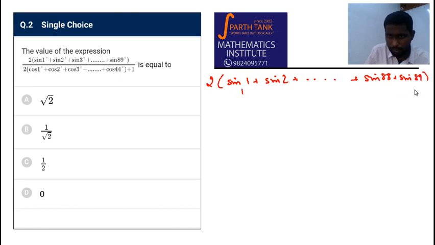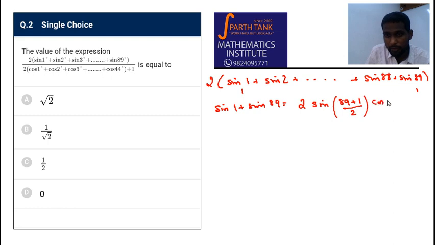Let us combine 1 and 89. What would you get for sine 1 plus sine 89? This would become, according to the equation, 2 times sine of (a plus b) by 2 and cos of (a minus b) by 2. For convenience, I am taking this as a, this as b, let us say. It wouldn't matter even if you take this as b, this as a, since cos is an even function. So this is 2 sine 45 cos 44.